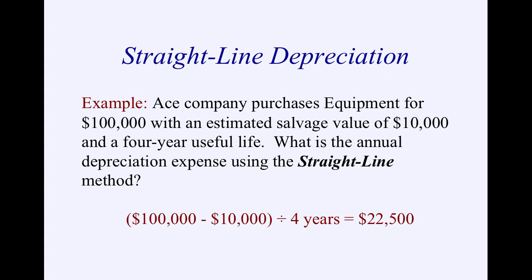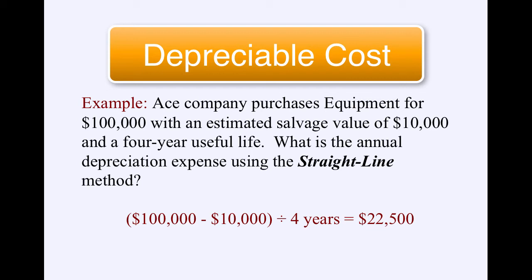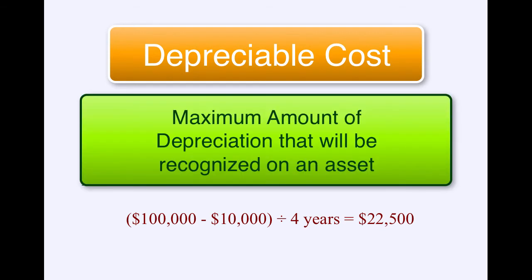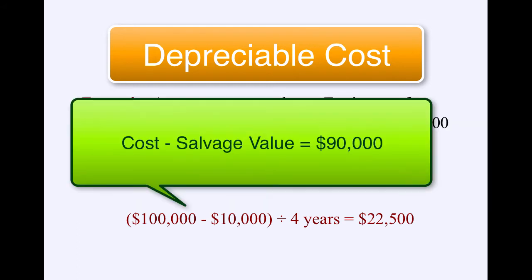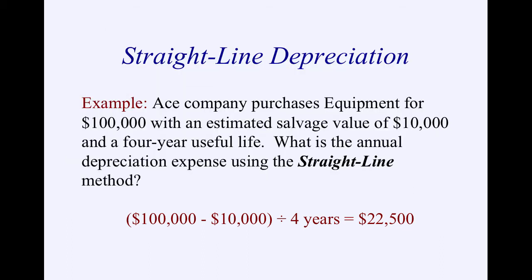Before we go any further, let's talk about the concept of depreciable cost. Depreciable cost is the maximum amount of depreciation that you will recognize on the asset. Depreciable cost is calculated as cost minus salvage value. In this case, the asset's depreciable cost will be $90,000, the $100,000 cost less the $10,000 salvage value.